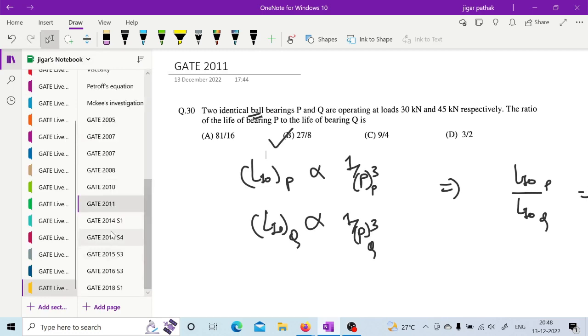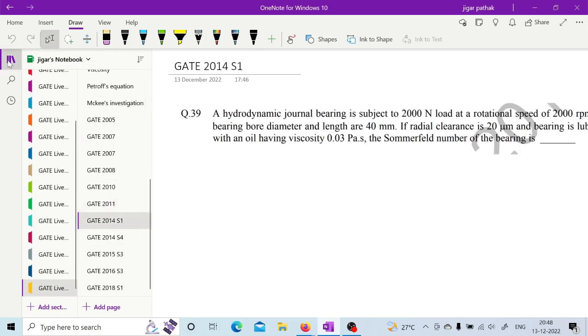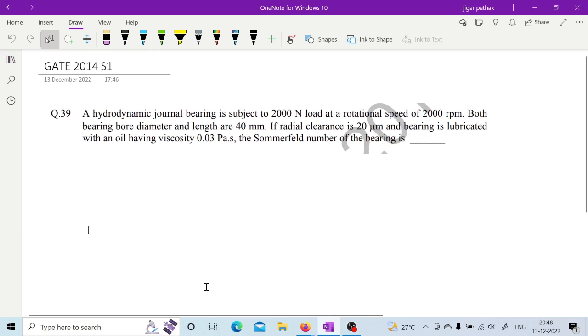Then next is this one. A hydrodynamic journal bearing is subjected to 2000 Newton load at a rotational speed of 2000 rpm. Both bearing bore diameter and length are 40 mm. The radial clearance is 20 micron and the bearing is lubricated with an oil having viscosity 0.03 pascal second. Find the Sommerfeld number. You can calculate this, because now you know what the Sommerfeld number is.